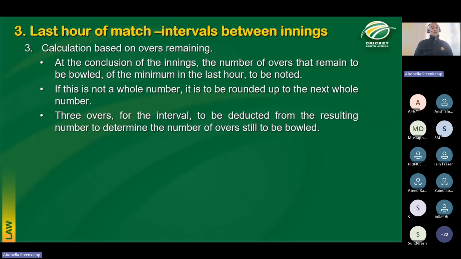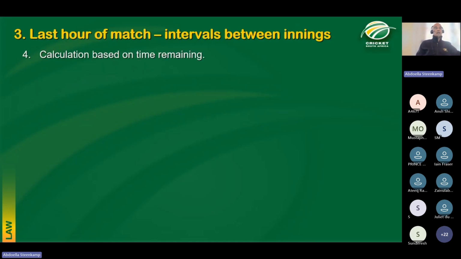So the first step is, as soon as the innings ended because the side was dismissed in the last hour, you need to calculate how many overs remain in the last hour, to the ball. Then, if your answer in bullet point 1 is not a whole number, you round up to the next whole number. And the last step, deduct 3 overs for the change of innings interval. That's the theory for your first calculation. Then the second calculation is called a calculation based on time remaining.